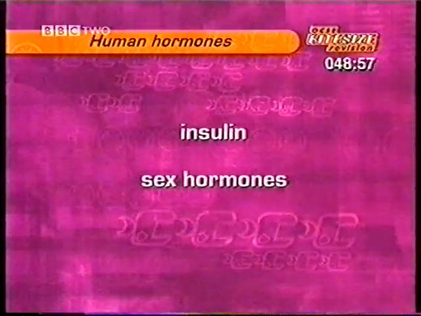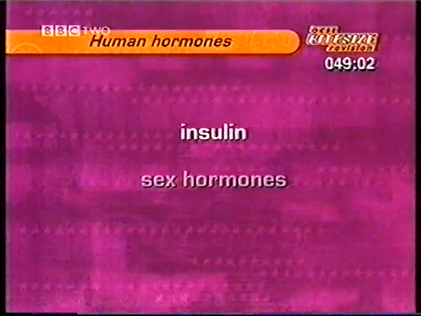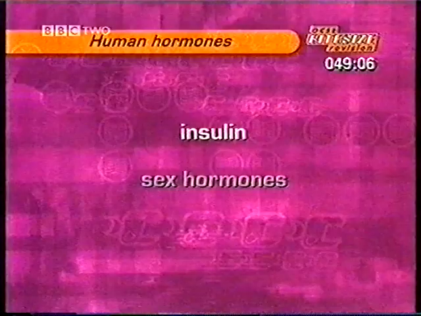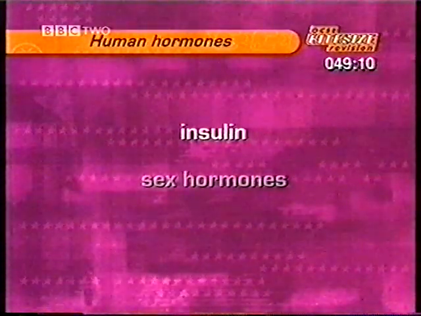Now we'll look at two hormones in detail, insulin and sex hormones. First, insulin. The next clip is about insulin. As you watch it, note down the ways it controls the sugar level in the blood and what happens when it doesn't.